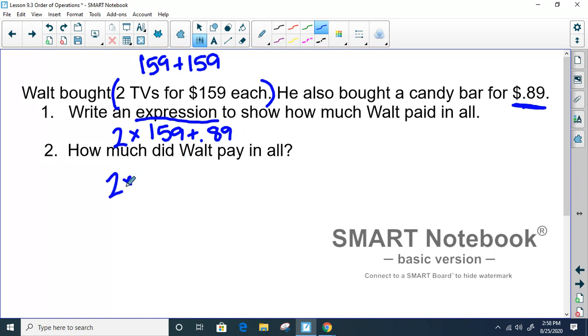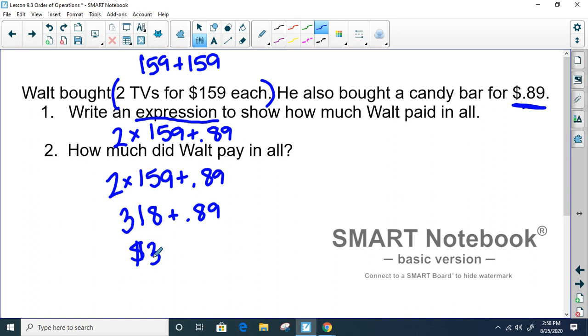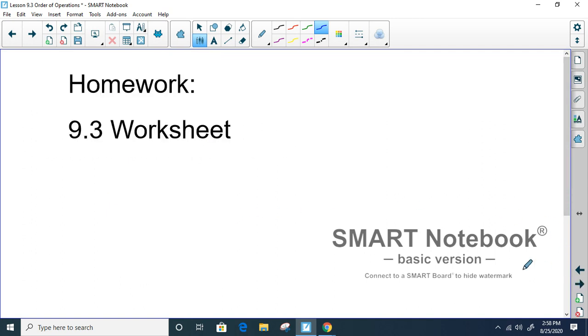So to solve this, we have to do our multiplication first, and then we can add our 89 cents. So I know that 2 times 9 is 18. 2 times 5 is 10, or 100, so we're at 118. And 2 times 1 is 2, so that's 200 plus 118 would be $318 plus 89 cents. So we find that Walt paid $318.89 total.